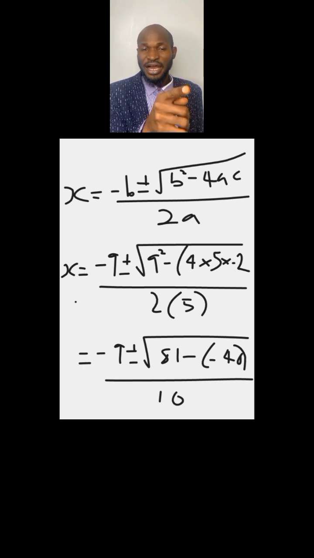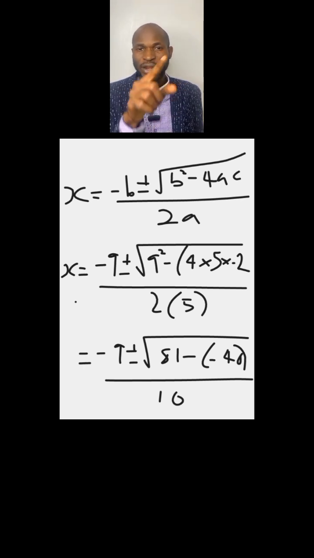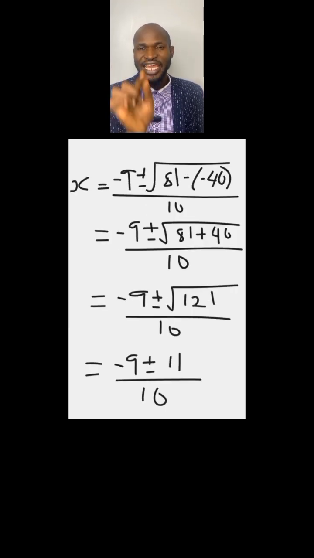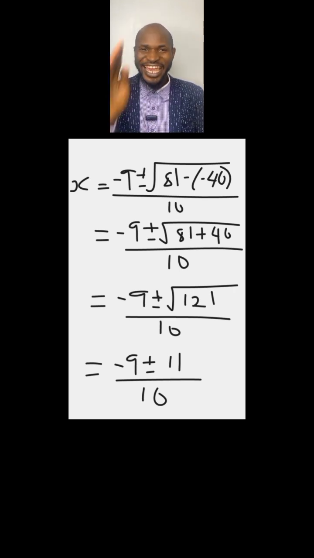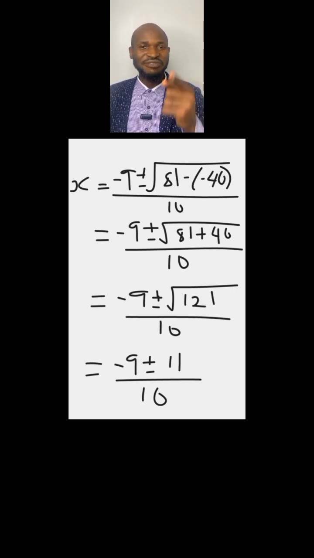So you have minus 9 outside and plus or minus the root of 121 over 2 times a. Now a is 5, so you multiply 5 by 2, and you have 10. It means you have 10 as the denominator. So right now we have something that looks like this: minus 9 plus or minus the root of 121 all over 10.